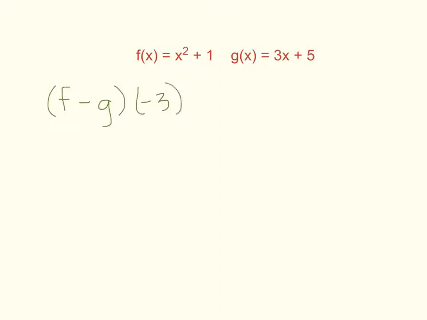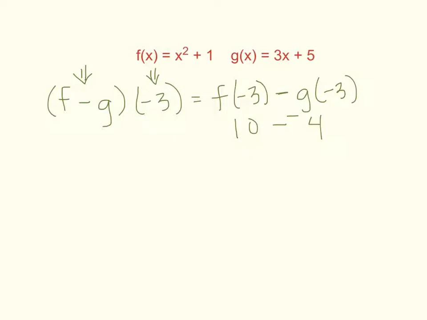And if you remember correctly, this is telling you two things. It's telling you, one, you're going to be subtracting, and two, you're going to be plugging that negative 3 in. So in essence, what we're really doing is f of negative 3 minus g of negative 3. We're plugging the negative 3 in and then subtracting. If I plug a negative 3 into f, I get 10. If I plug a negative 3 into g, I get negative 4. Or a 10 minus a negative 4, which becomes a plus, and I get a 14 as my answer. And that would be my simplified answer.